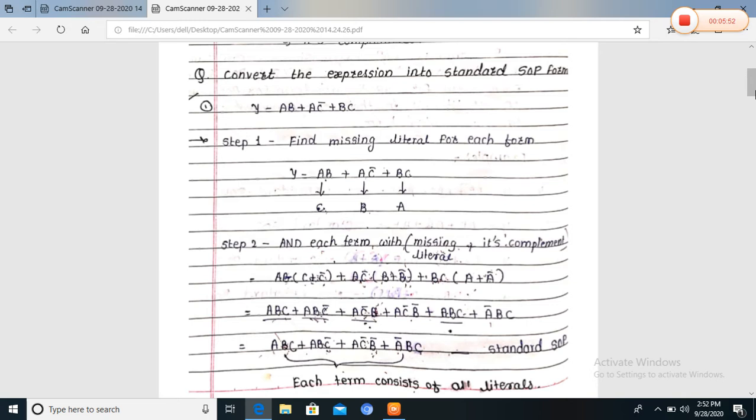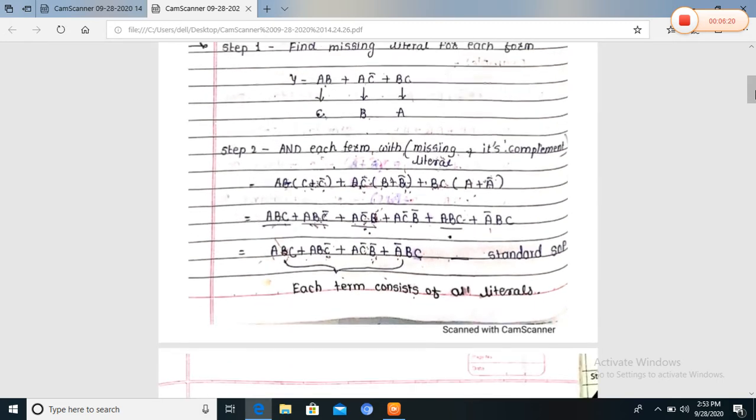In all terms, all literals are present in complemented and uncomplemented form. So this expression, ABC + ABC bar + A bar C bar B bar + A bar BC, is a standard SOP. Each term consists of all literals in complemented or uncomplemented form. So we convert an SOP expression into a standard SOP.